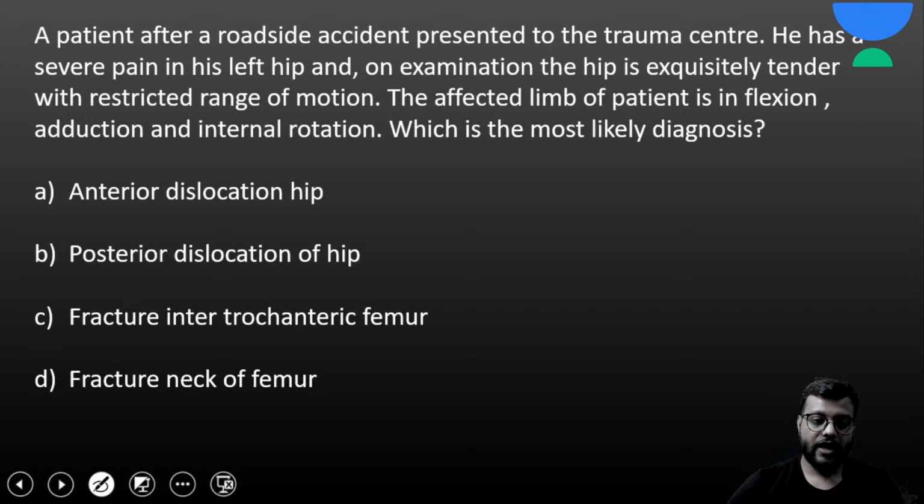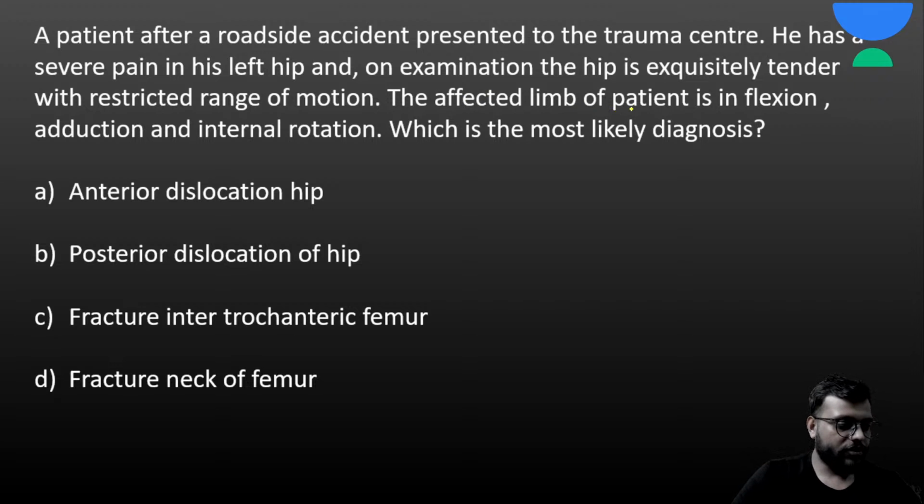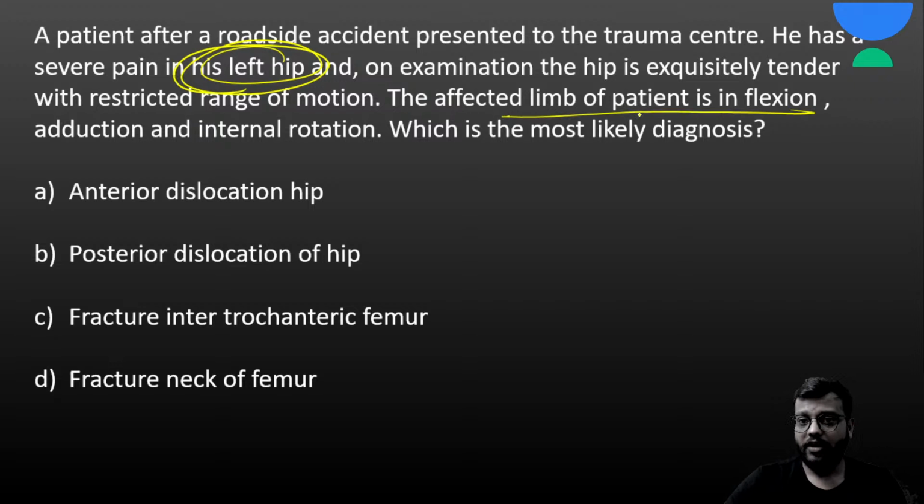Okay, so let's start. So one question was with a history or clinical scenario given like this: a patient after a roadside accident presented to the trauma center. He has a severe pain in his left hip, and on examination the hip is exquisitely tender with restricted range of motion. The affected limb of the patient is in flexion, adduction, and internal rotation. Which is the most likely diagnosis? So here a clinical scenario was given, and first of all, hip pain, and there was this attitude of flexion, adduction, and internal rotation, all pointing towards the diagnosis of posterior dislocation of the hip.